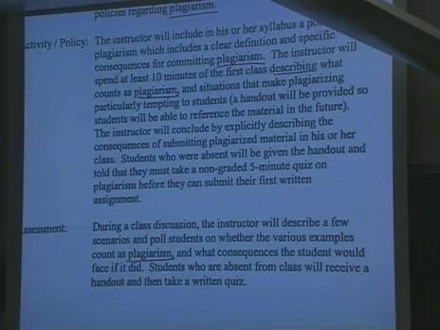So then I'm going to include in my syllabus not only a policy on plagiarism, which includes a clear definition and specific consequences for committing plagiarism. Okay, I already have a definition, but I could make it clearer.